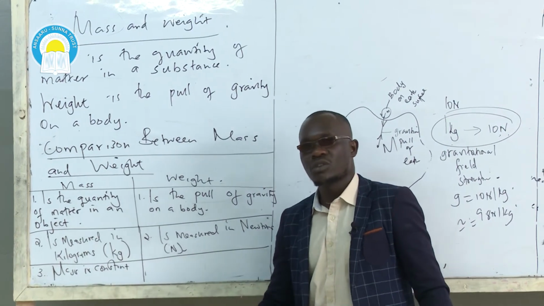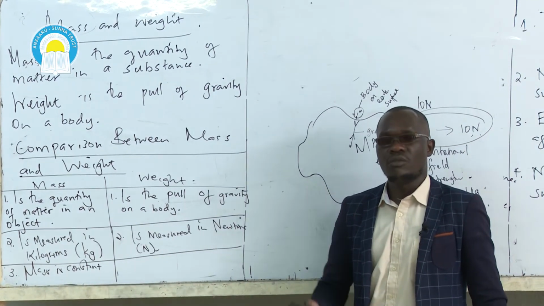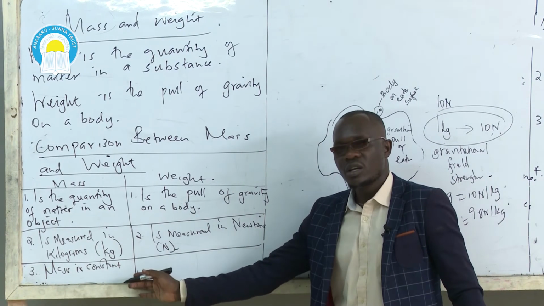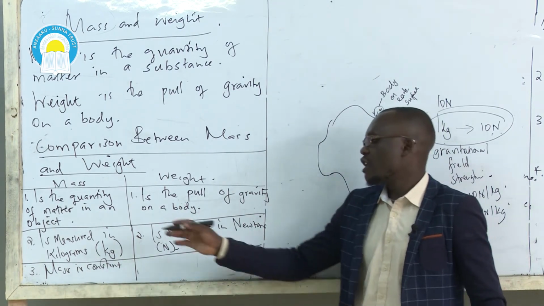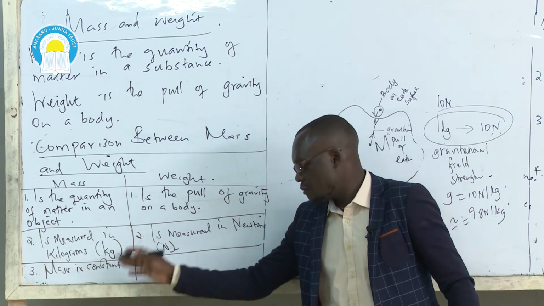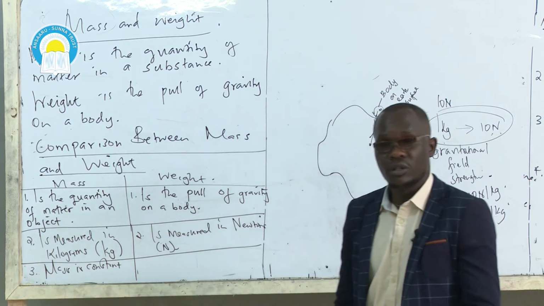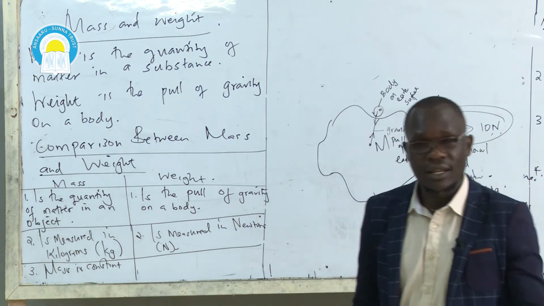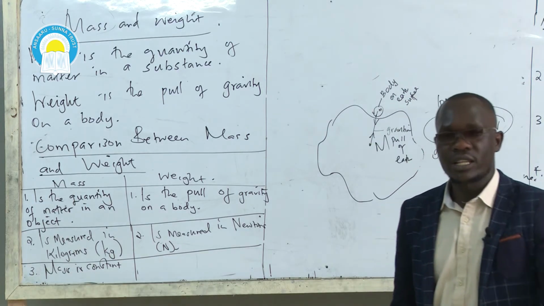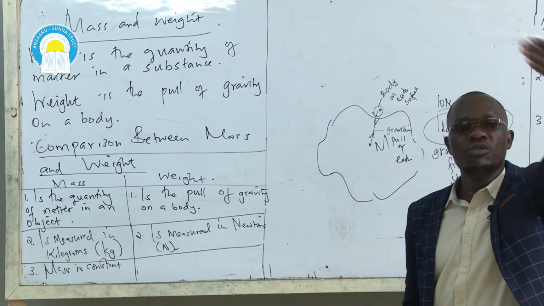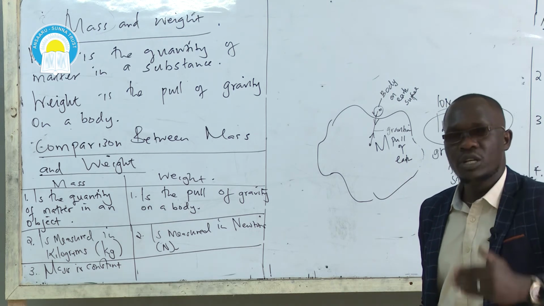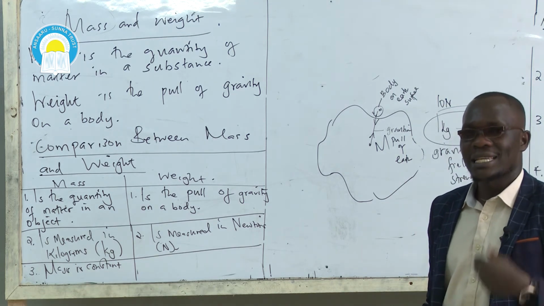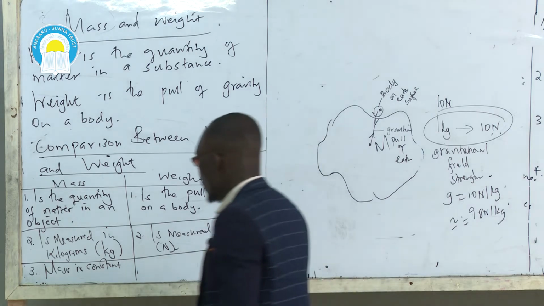The number of particles contained in a body cannot change. If you have 5 million particles in your body on Earth, you still have 5 million particles in your body when you go to the Moon, Saturn, Venus, Mars, or any other heavenly body. The number of particles in your body does not change. So mass is constant. What about weight? Weight is not constant.